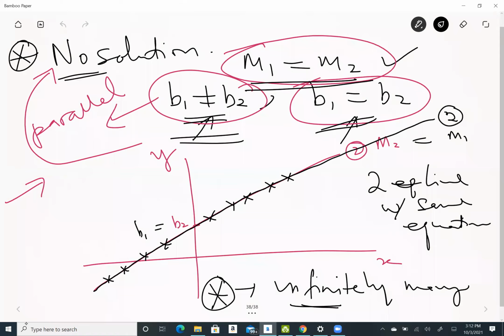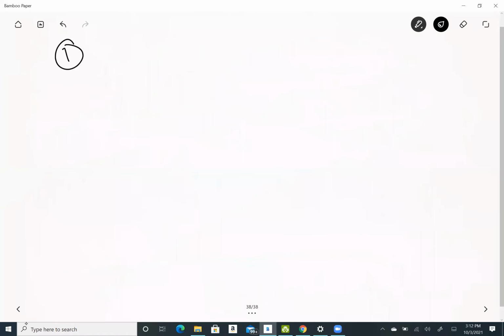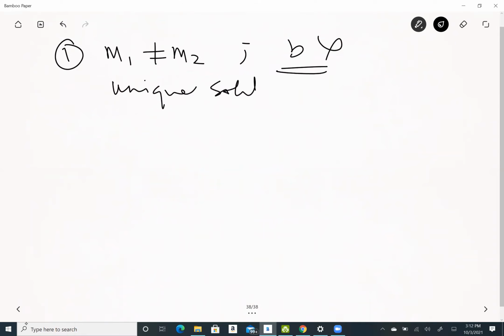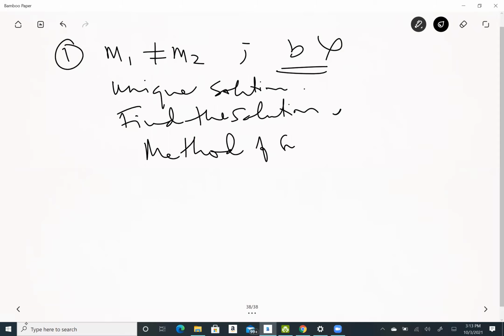Our focus will be position number 1, where M1 is not equal to M2. Don't worry about the B, equal or not equal, it doesn't matter. There will be a unique solution. When you have a unique solution, this is the point of interest. So now you want to find the solution. Again, our method is the method of substitution.